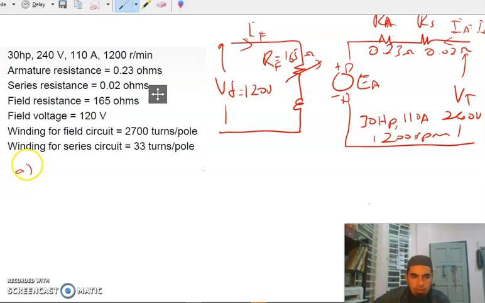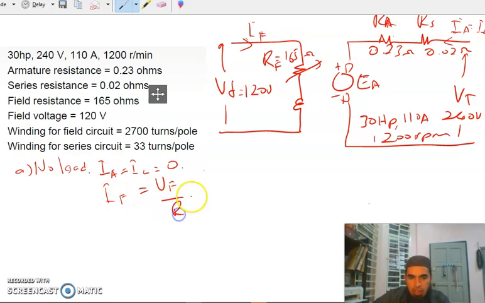So first we try to find what the parameters are at no load condition. At no load, the amount of current that comes into the motor is actually 0. So IA is equal to IL, which is 0 at no load. And at this time, IF is equal to VF over RF.